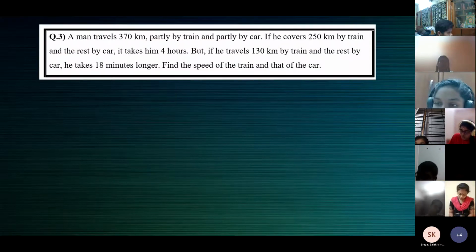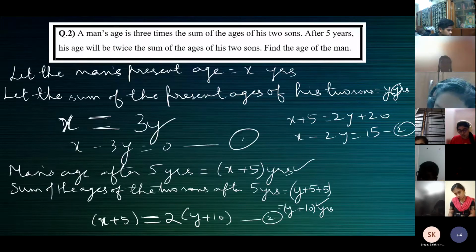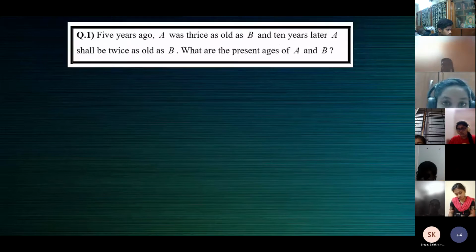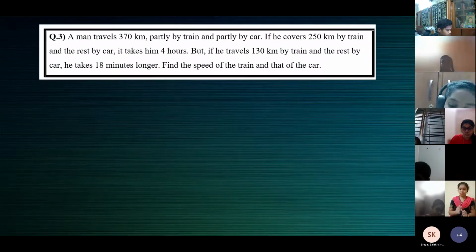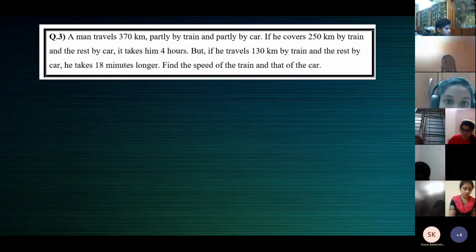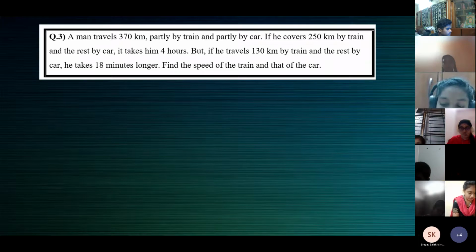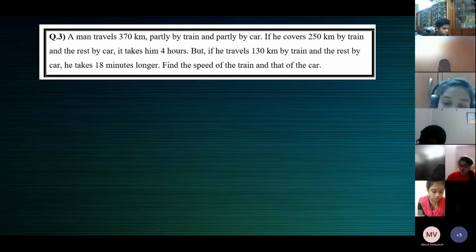Next one. A man travels. Children, are you writing the question? You should write the question. Yes, ma'am, writing. Time to write the third question. Now I'll first explain. A man travels 370 kilometers, partly by train and partly by car. If he covers 250 kilometers by train and the rest by car, what is the rest of the distance he'll cover by car?